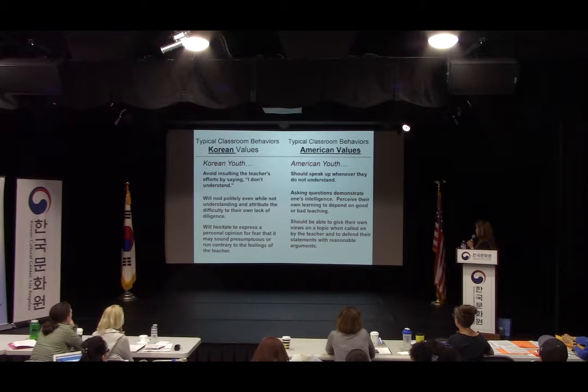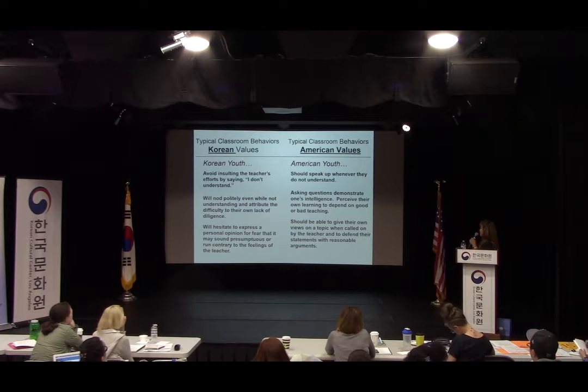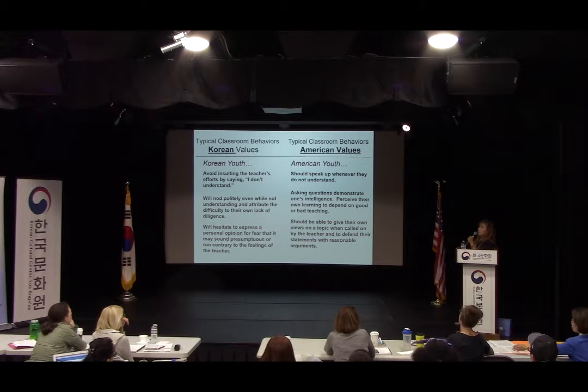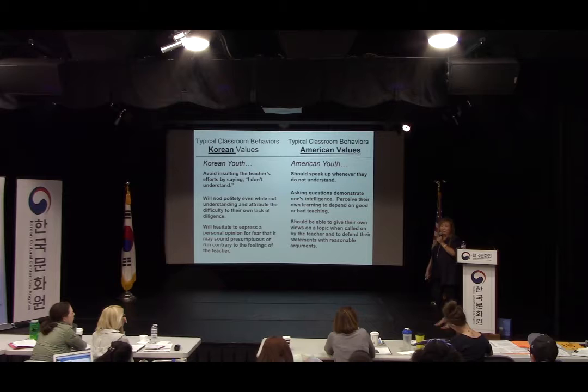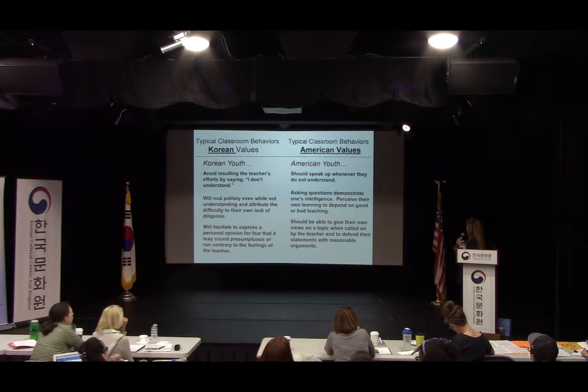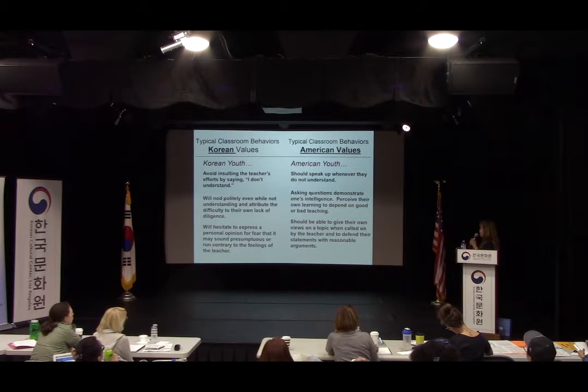They politely nod, even while not understanding, and attribute the difficulty to their own lack of ability. So they just nod, and after school they try to find answers from friends and families. Here, we ask questions to demonstrate intelligence and perceive our own learning as depending on good or bad teaching. So here, oftentimes students will say, "I didn't learn anything today because I have a bad teacher." But oftentimes, it's just how they perceive things. So just knowing both will make us stronger.